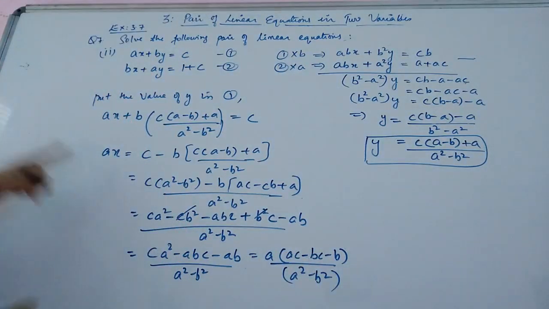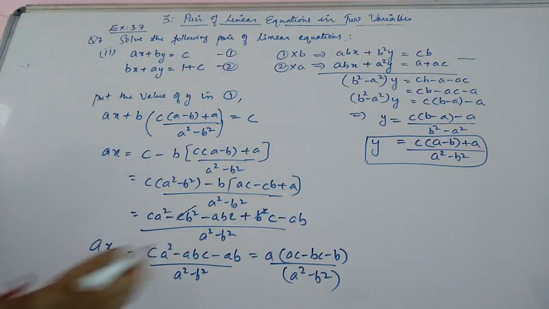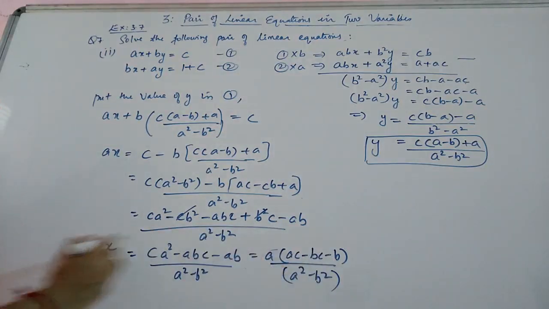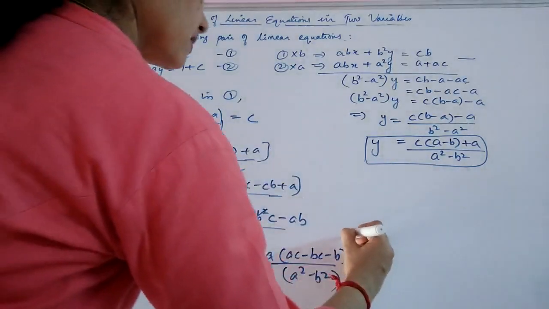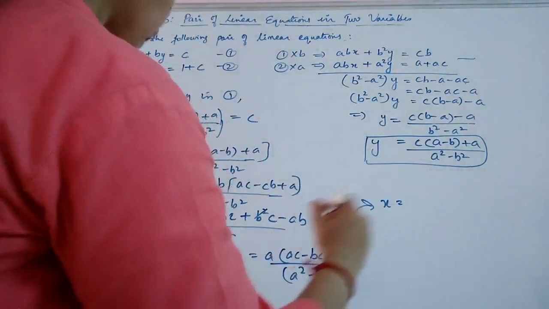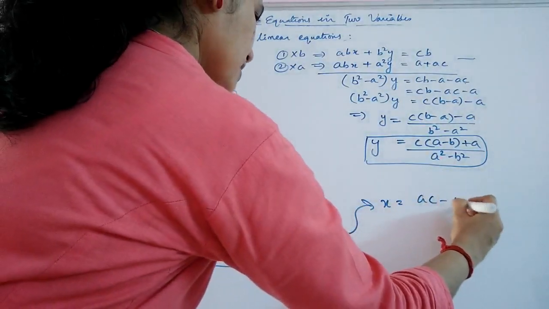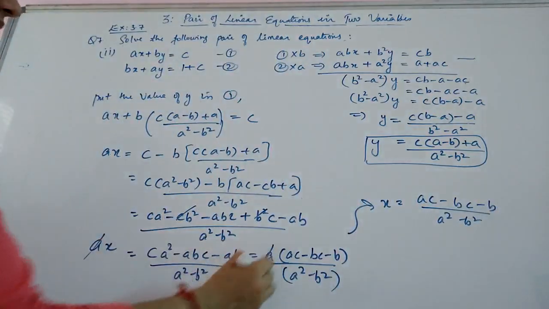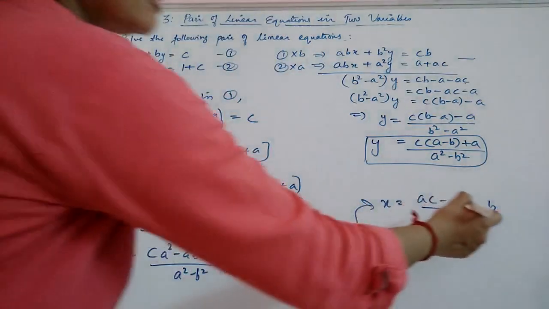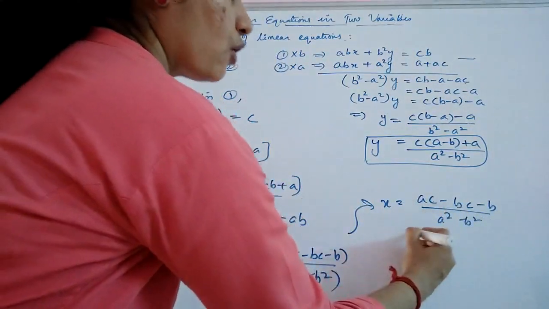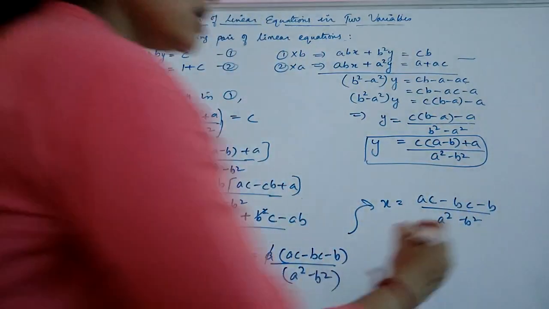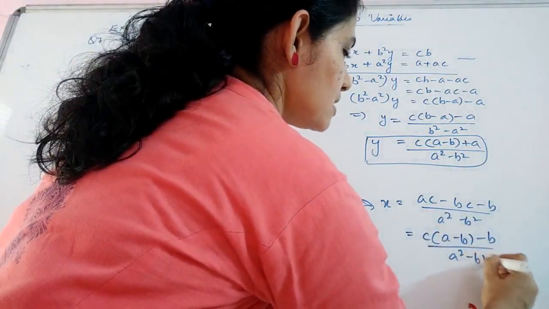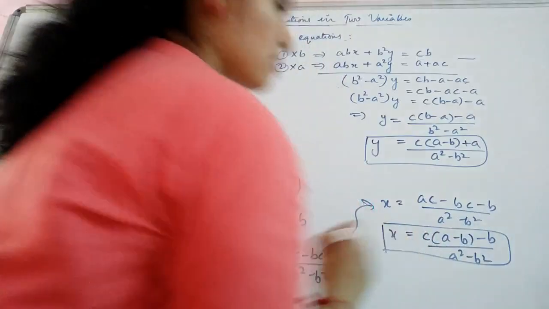Now what we can do is, in the left hand side you have ax. So while we have taken out this a in common, we can just cancel these two a's, so that your x becomes, this will give you your x as ac minus bc minus b divided by a square minus b square. That is your a and a get cancelled here. Okay, and here for the first two terms you have common c, which have been taken out. Remaining is your a minus b divided by a square minus b square, and this is your x.